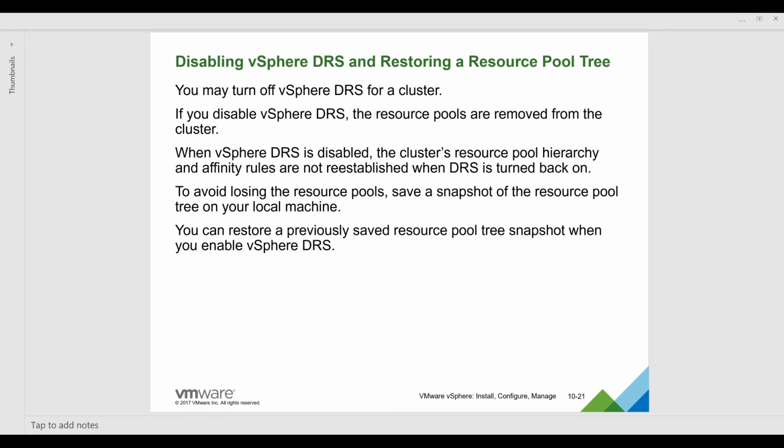If you want to avoid losing the resource pools, you can save a snapshot of the resource pool tree on your local machine. You can also restore previously saved resource pool snapshots when you enable DRS. So it'll give you the option: you can turn it on and then restore your resource pool tree snapshot.